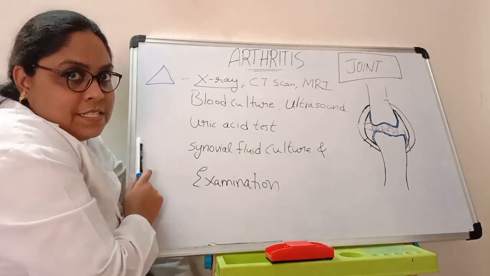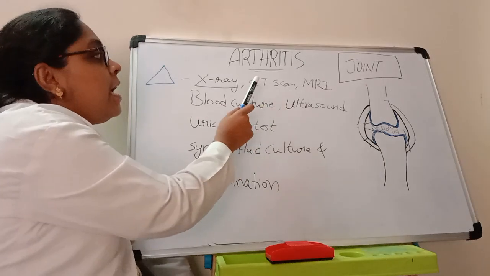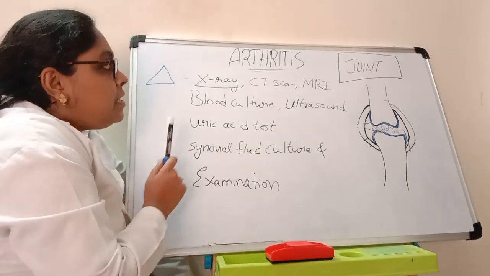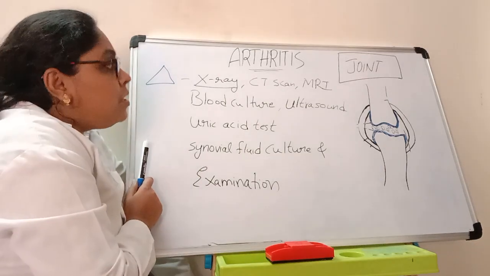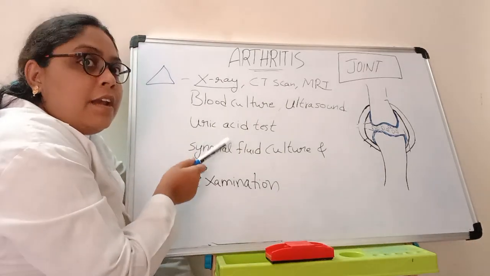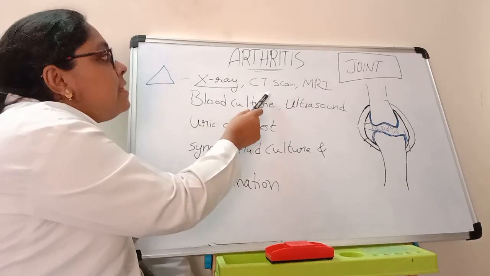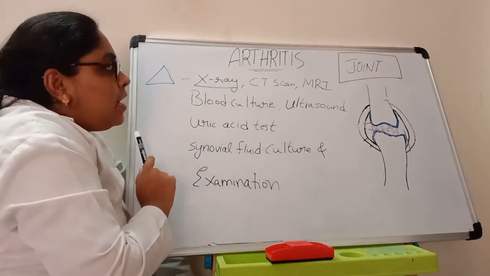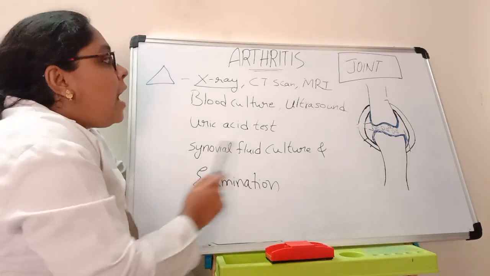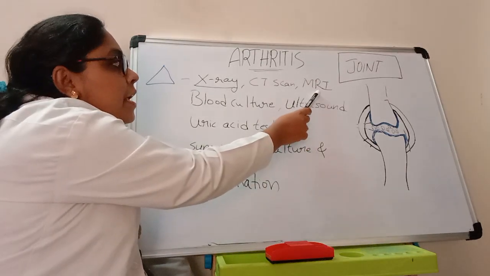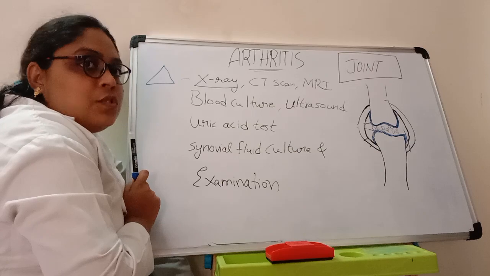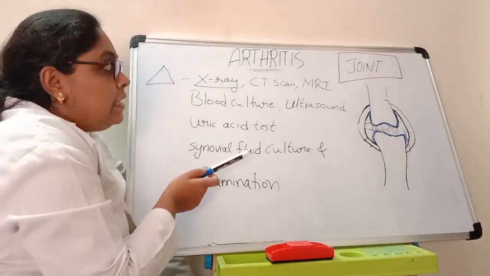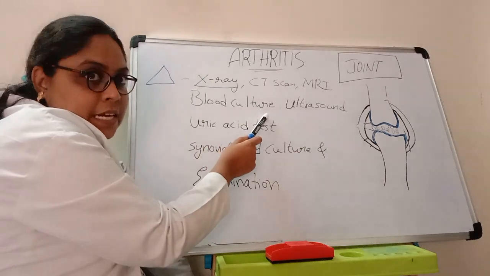This is about X-ray. And coming to CT scan, here it visualizes the bone as well as the surrounding soft tissues. This CT scan is done with the help of X-ray only. They will take cross-sectional images to find out the surrounding soft tissues. And next is MRI. Here it visualizes the soft tissues, and you can see the tendons and ligaments clearly.